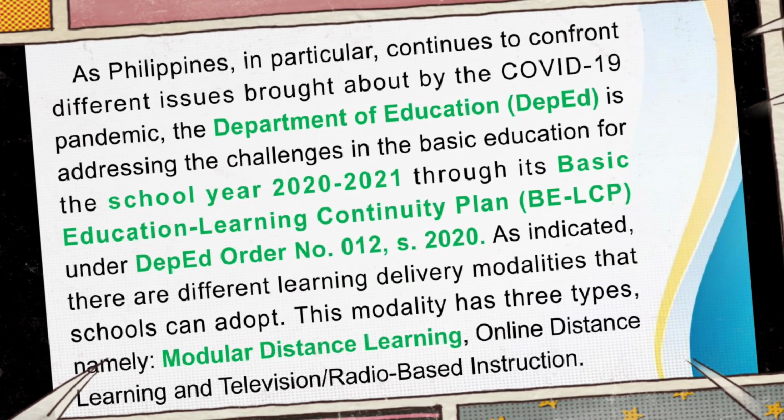As the Philippines, in particular, continues to confront different issues brought about by the COVID-19 pandemic, the Department of Education, DepEd, is addressing the challenges in basic education for the school year 2020-2021 through its Basic Education Learning Continuity Plan under DepEd Order Number 12, Series 2020. As indicated, there are different learning delivery modalities that schools can adopt. This modality has three types, namely modular distance learning, online distance learning, and television or radio-based instruction.